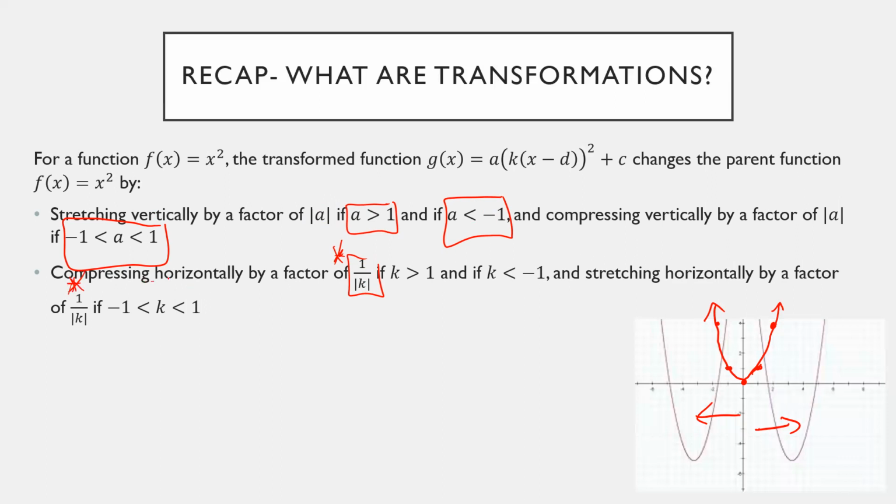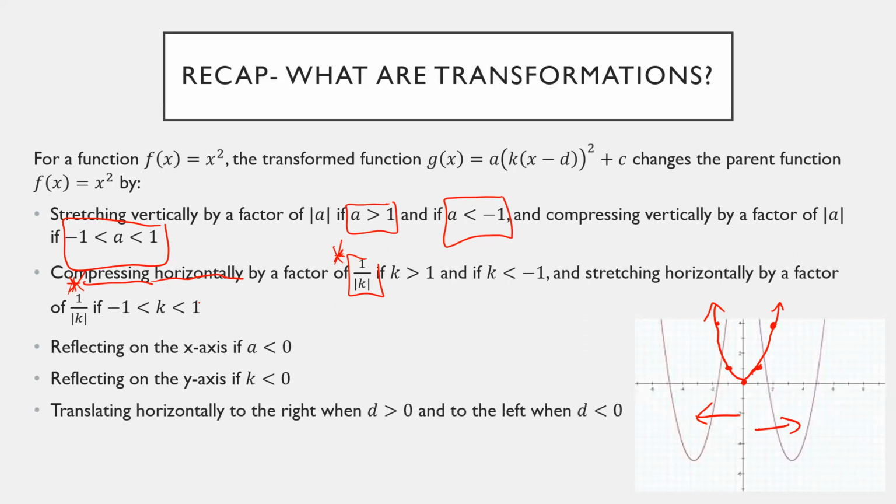So again, it's horizontally compressed if k is greater than 1, and if k is less than -1. And of course, if it's between -1 and +1, it's horizontally stretched. Okay. And again, I know you went over transformations, so I'm not going to go over it in as much detail. We know that there's a reflection on the x-axis when a is less than 0, and a reflection on the y-axis when k is less than 0.